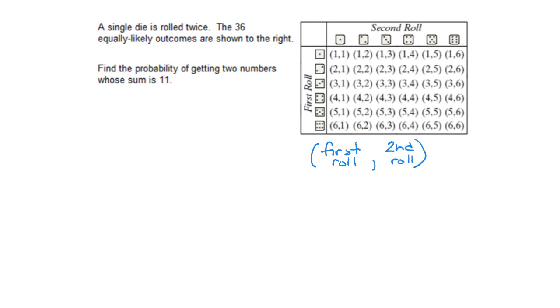So for instance, up in that far left-hand corner where it says 1, comma 1, I rolled a 1 on my first attempt, and then I rolled a 1 on the second roll. So 1, 1. All right, and it says on here, find the probability of getting two numbers whose sum is 11. So let's write that down. Probability of two numbers whose sum is 11.